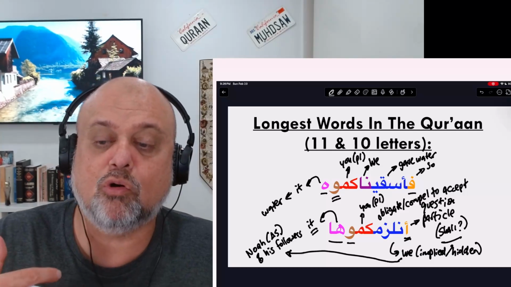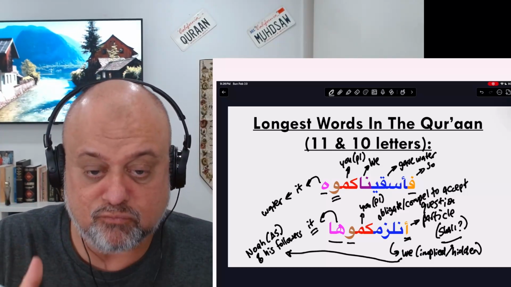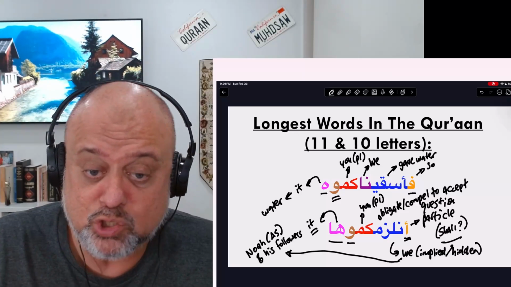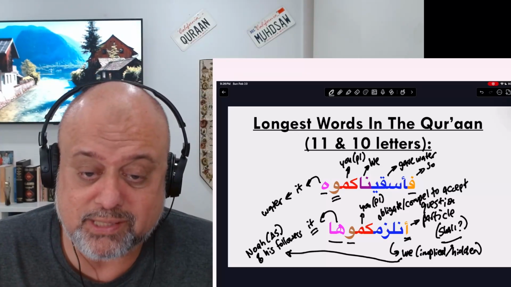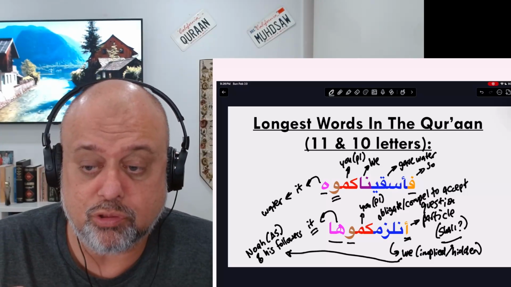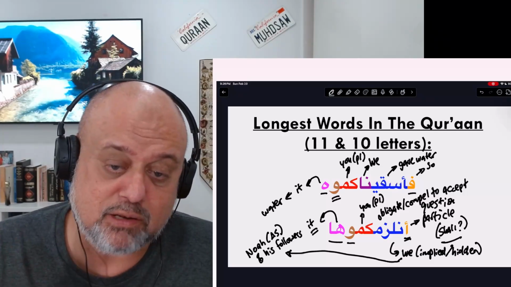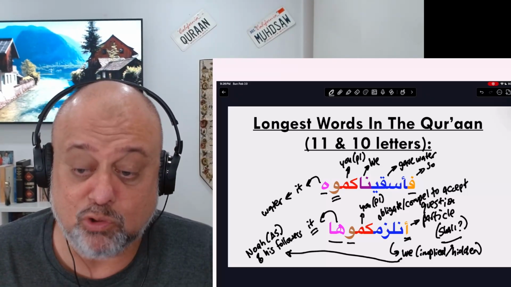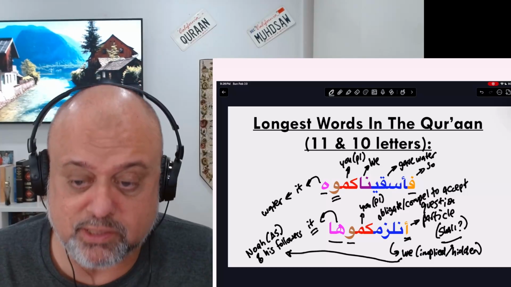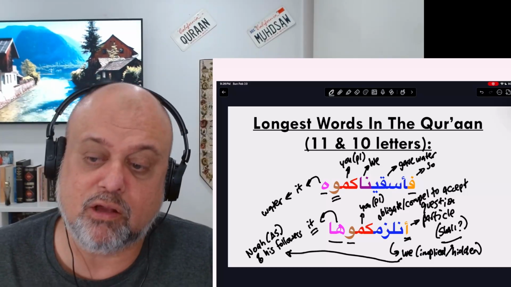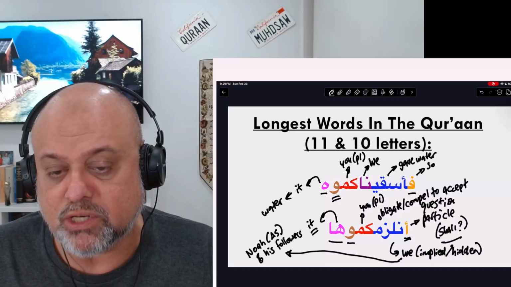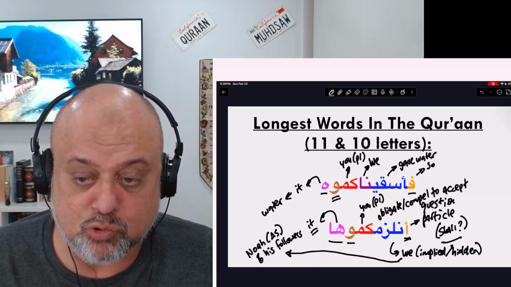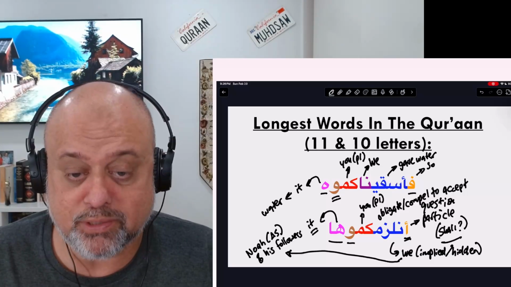So Nuh alayhi salam and his followers are saying, shall we compel you to accept it? No prophet can force anybody to accept the truth. Truth has to be believed in. It's not obligatory, but you will pay the consequences on the day of judgment if you don't accept the truth. You have the choice in this life, but then you have to bear the consequences in the next life. That's the question here from Nuh alayhi salam to the people that he is preaching to, and a lot of them are rejecting his message.